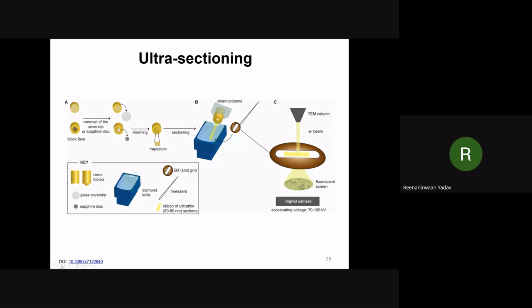Generally, in case of ultra sectioning, we do imaging at lower accelerating voltage. Suppose we are having 120 kV accelerating voltage, then there is more probability that our sample or our resin melts down before imaging. So we generally do it at 80 kV, a lower accelerating voltage.